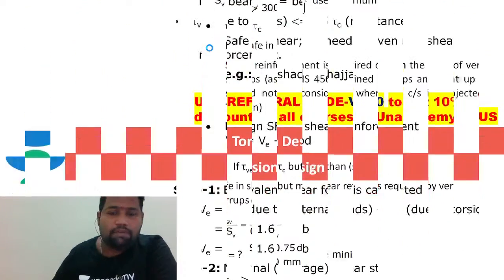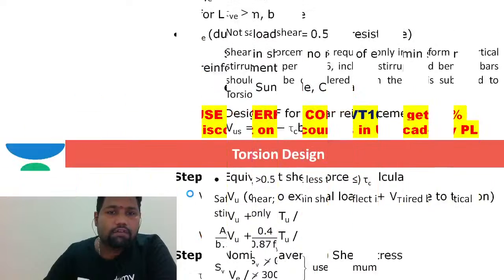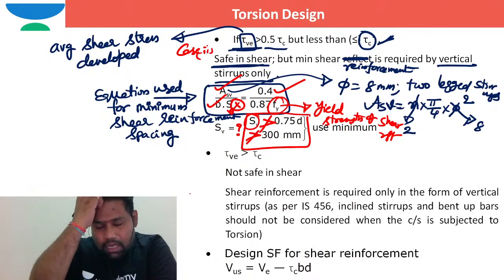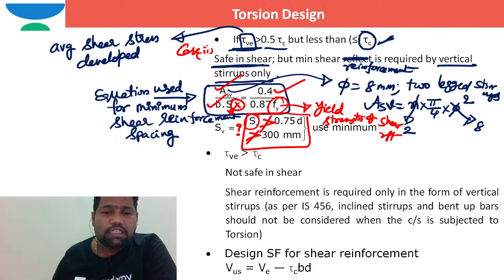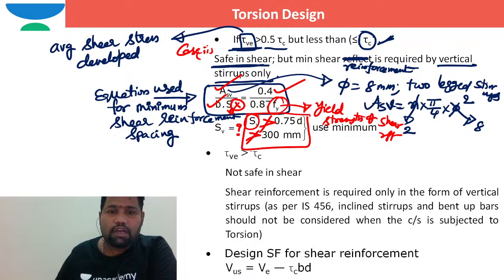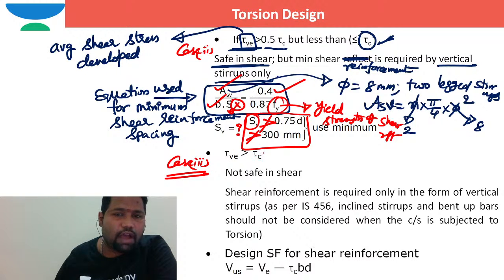This may be the previous one. Maybe I can say this is case one. There is a third case also, when the developing nominal or average shearing stresses are more than the shear strength of RCC beam. When tau v, the developing average shearing stress, is more than the shear strength of RCC beam.